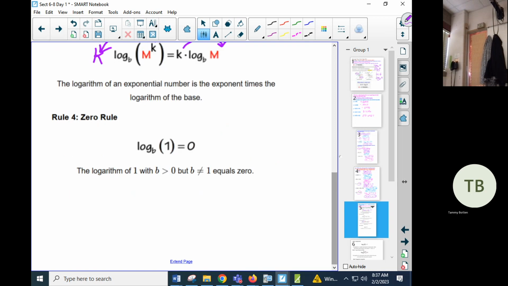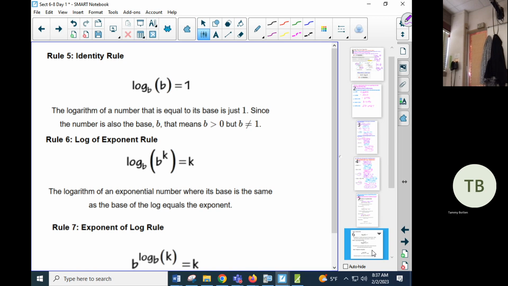Now, one rule that I haven't talked about at all is the log of 1. No matter if it's natural log, no matter what base it is, the log of 1 is 0. Okay, that's what the 0 rule is.